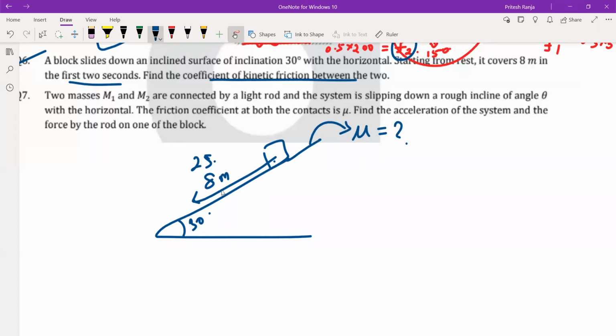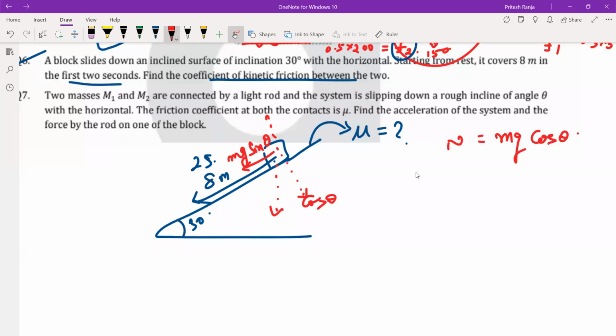Let us say it is mu. So in this case, if you observe the free body diagram, its weight is in the downward direction, that is mg. In this direction, it will be mg sine theta, and the normal reaction will be equal to mg cos theta, right? So what will the normal reaction be? mg cos theta. So let us keep this.